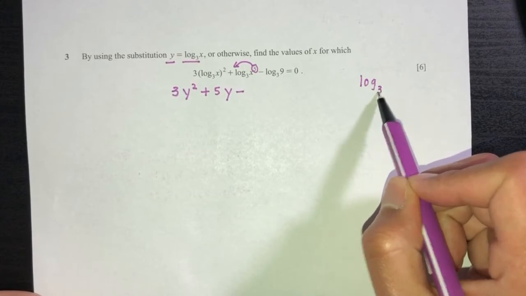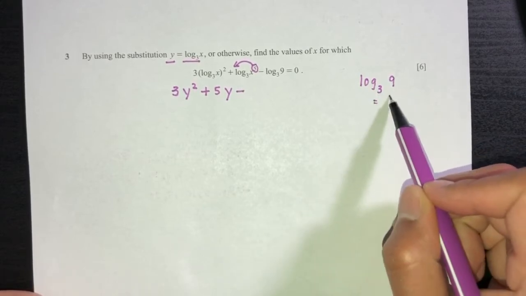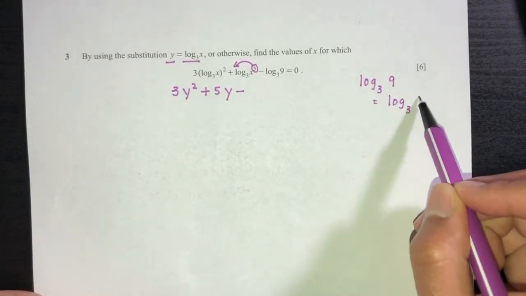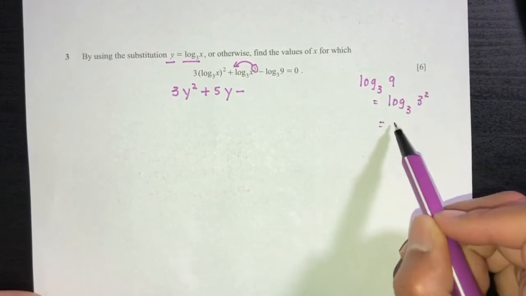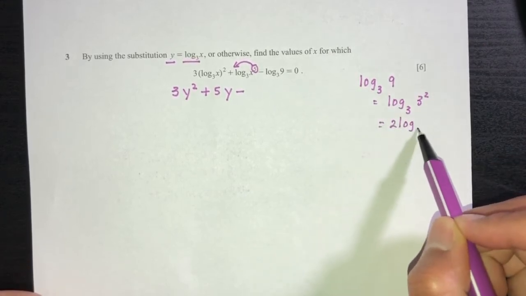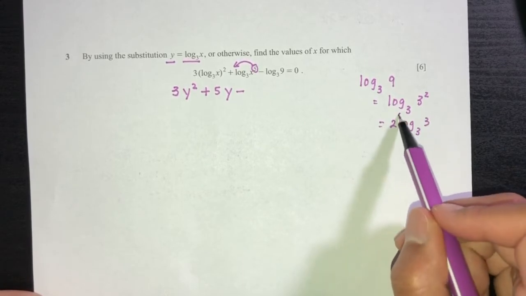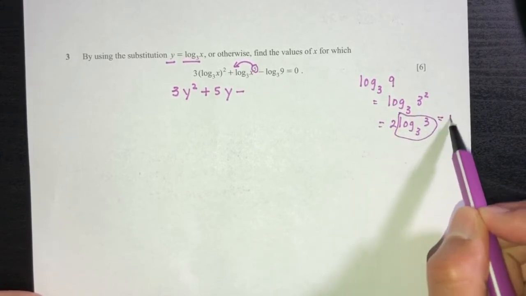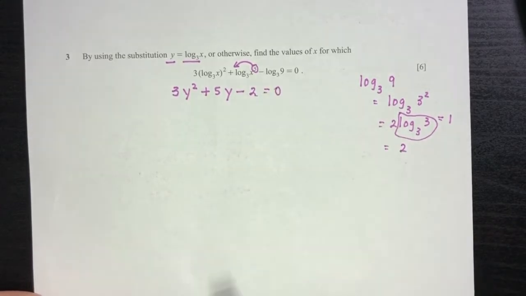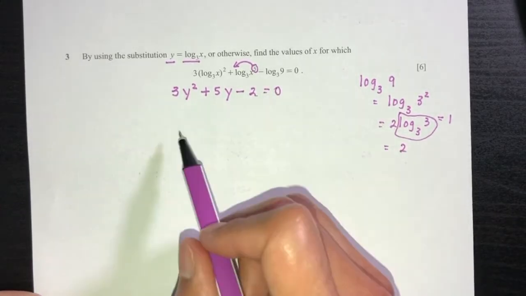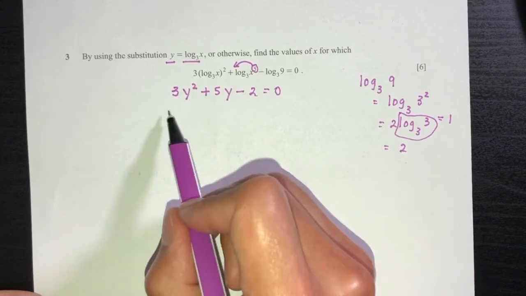Log base 3 of 9 is equal to log base 3 of 3 power 2. So when you have a power, you can send the power here, you will have 2 log base 3 of 3. Now log base 3 of 3 is equal to 1, it is 2. So this is minus 2 equal to 0. Now this one is a simple quadratic equation, we can factorize that.